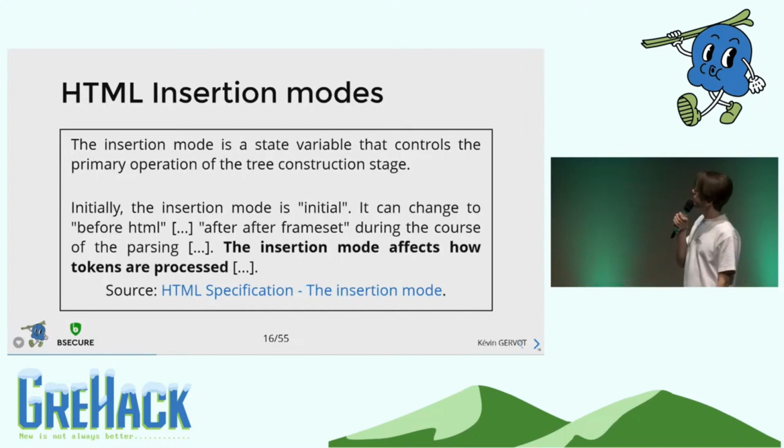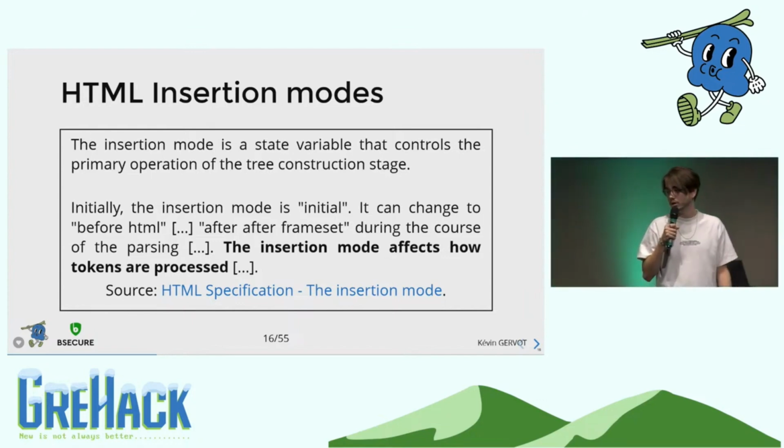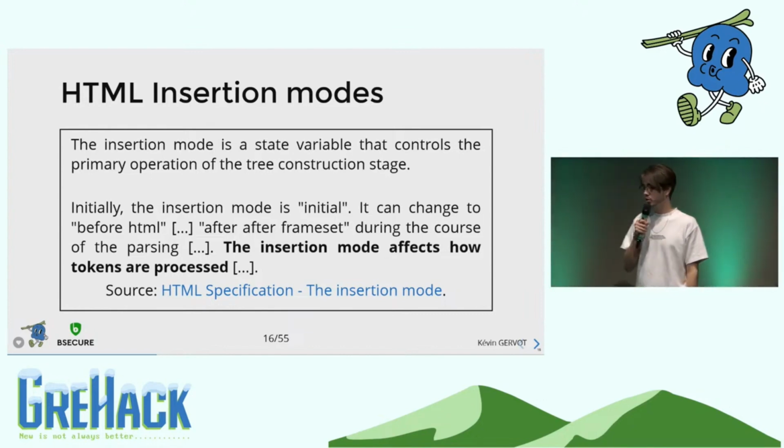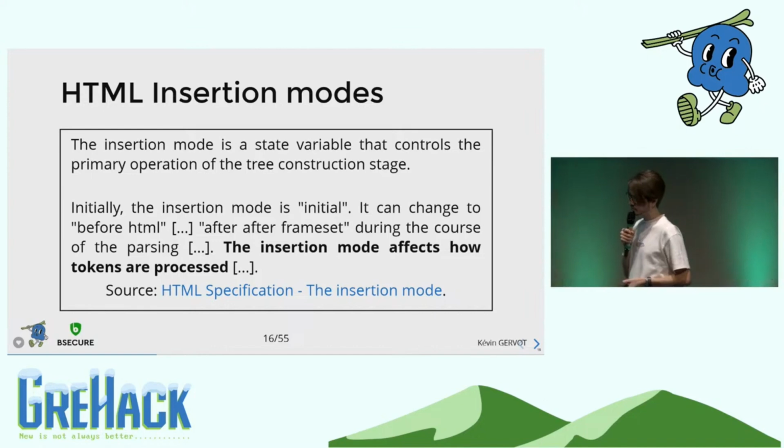So again, in the HTML specification, it is written that the HTML insertion modes affect how tokens are processed. So tokens can also be called nodes. So in other words, it's a bit like namespaces, as we've seen at the beginning, but in the context of the HTML namespace itself. Meaning that the insertion modes aim to describe how the children of a specific node in the HTML namespace are going to be parsed.